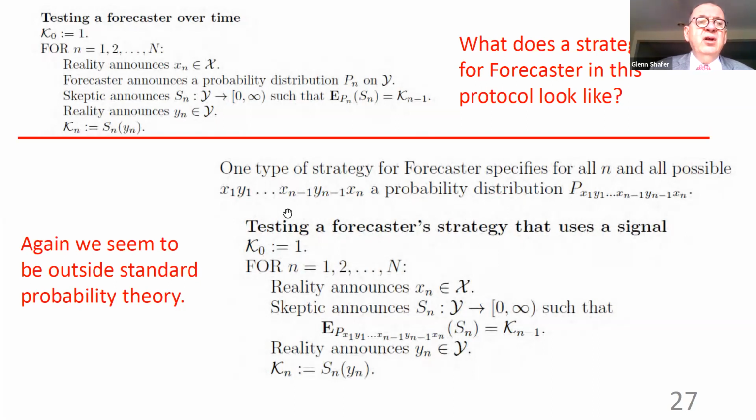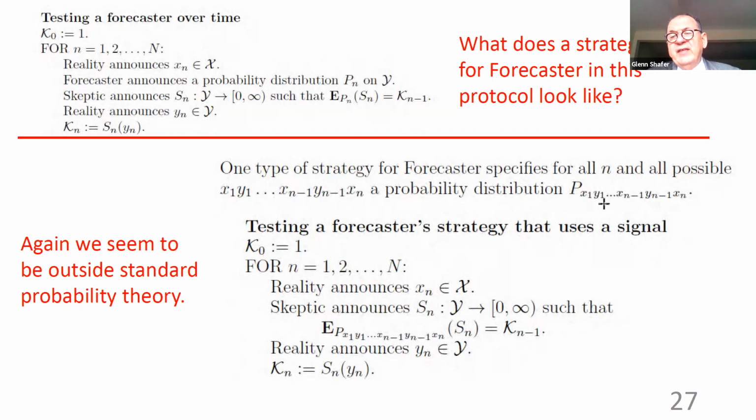So when we have this signal, what does a strategy for forecaster look like? Because now forecaster can use everything that came before, all the preceding moves. He can use all the signals, including the signal on that round, because he moves after the signal for that round. But he's also got all the preceding outcomes and all the preceding signals. So he uses them to specify a probability distribution.